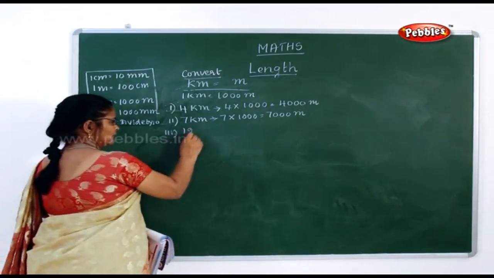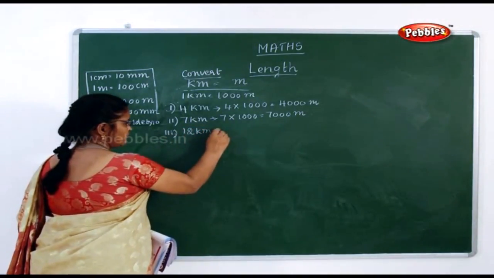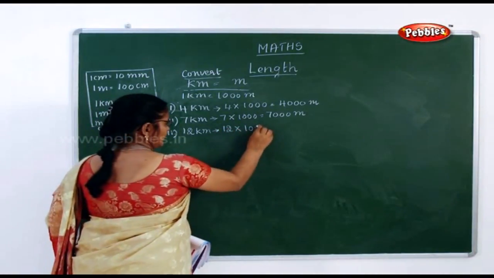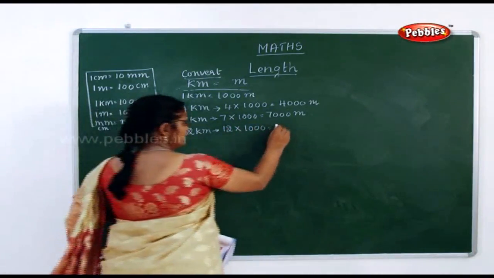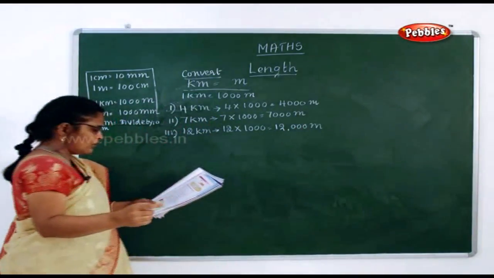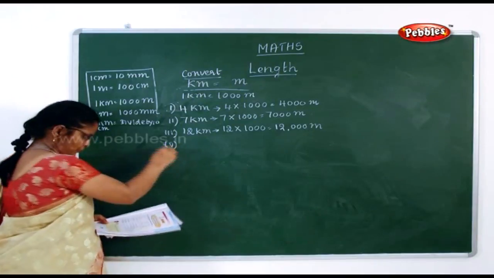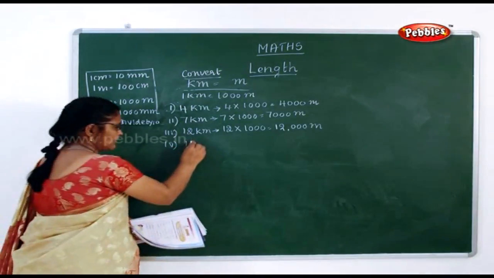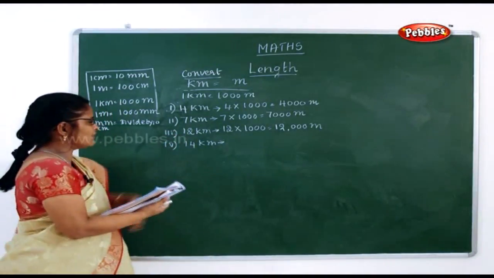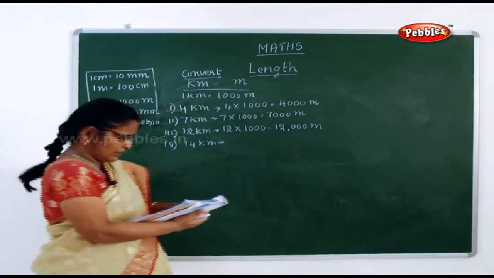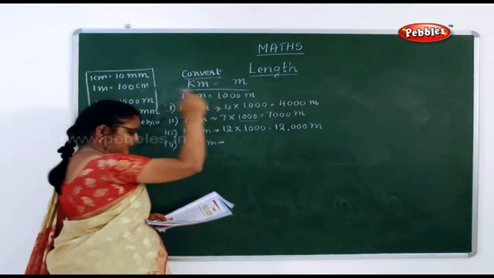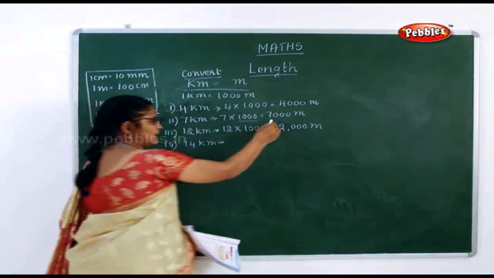What is the third sum they have given? 12 kilometer. How will you do 12 kilometer? Same way, 12 into 1000. What is 12 into 1000? It is 12,000 meter. Now what is the next one, the fourth one? 14 kilometer. Actually, in your book, they have given a blank in one place. The second is 7 kilometer. Here they have given a blank, so you have to write 1000, and here it is 7000.